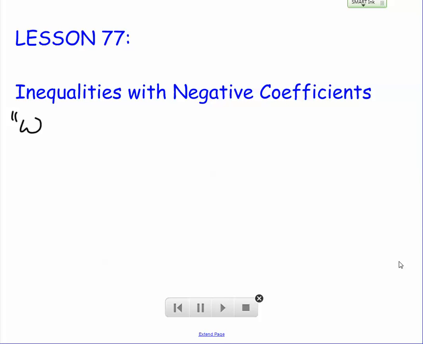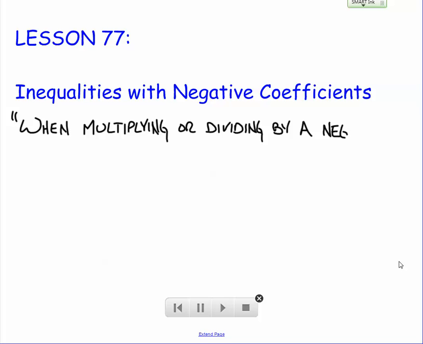Here's the bottom line with today's lesson. It's this rule that we got to memorize. Let's go ahead and write this down and I'll explain. When multiplying or dividing by a negative, we need to flip the inequality.